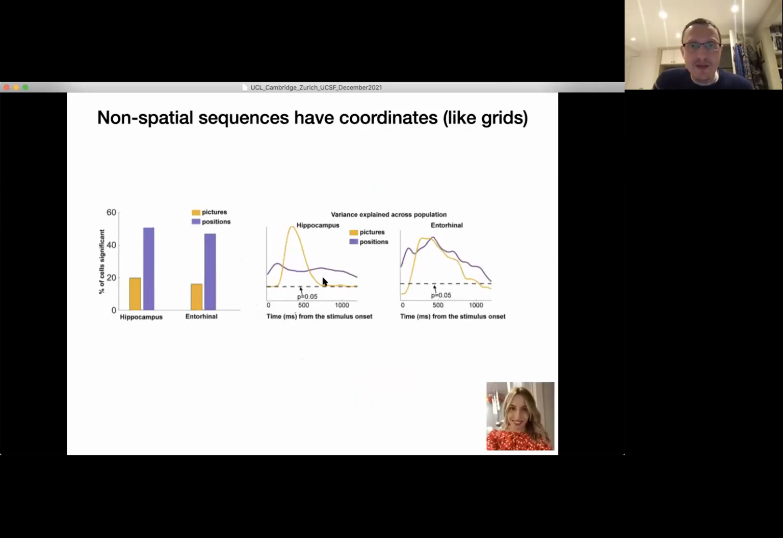And these coordinate cells are not uncommon. Here is the total variance explained in the data by the task. P 0.05 is down here, so this task is explaining a lot of data. We're nowhere near the p-value threshold that we care about. There's a lot of variance here, and roughly the same amount for pictures and positions. There are as many or more cells that care about the position independent of the picture as there are that care about the pictures themselves. It's a big representation.